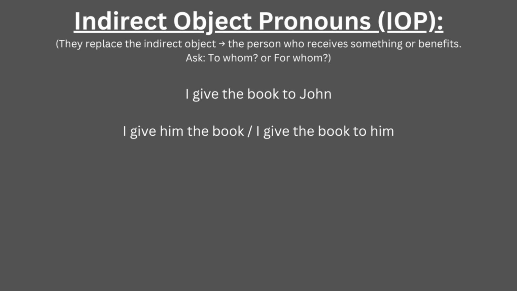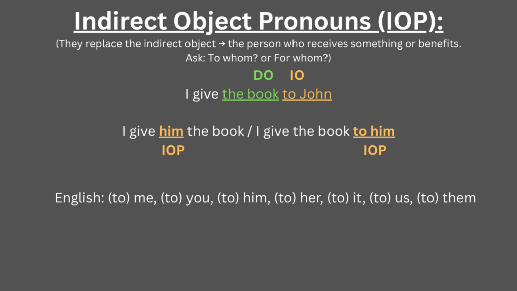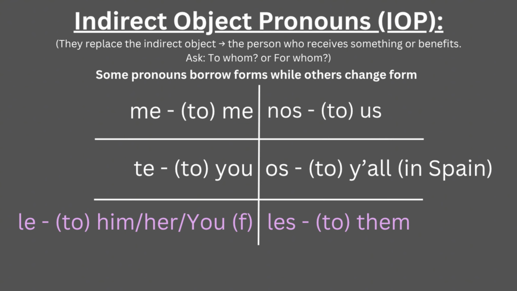In this case, there's a direct object with an indirect object, so him is the indirect object pronoun. Such pronouns in English borrow the same form, but most of the time they're specified in context with the preposition to or for. In Spanish, the forms are also borrowed, but some change.